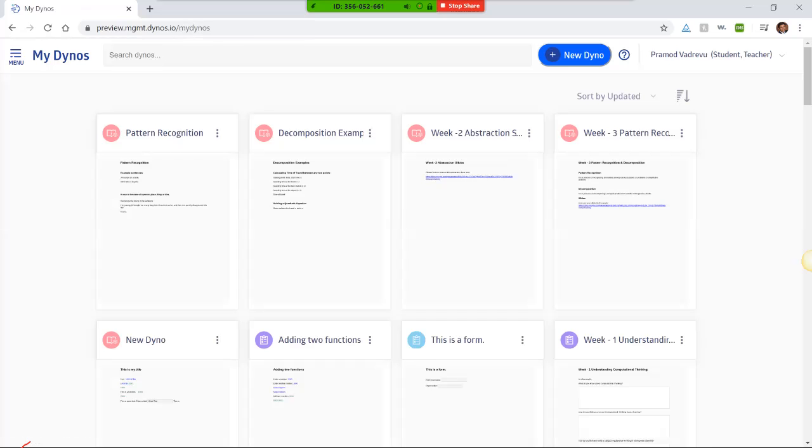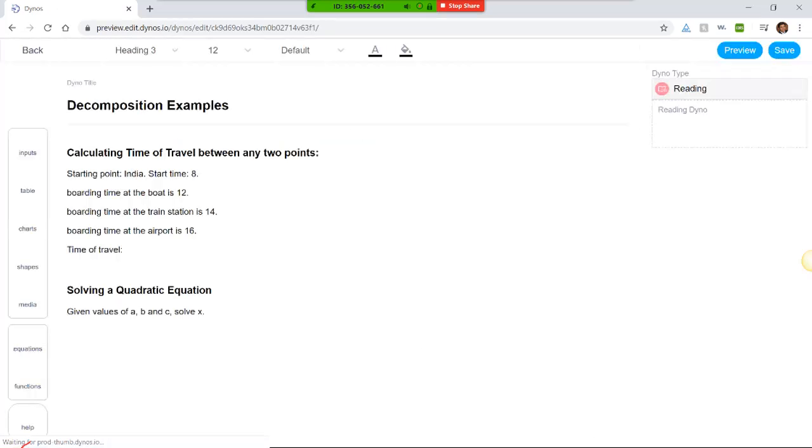So let's take that example that I was talking to you about. Okay, so let's start out with decomposition. We were talking about starting point, ending point, right? So starting point in India is 8 o'clock. Boarding time at the boat is 12. The next boarding point is at the train station. It's 14. I said it's 14 because it could be 2 o'clock, right? And 16. So travel time.